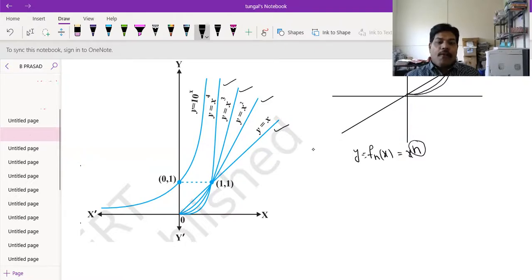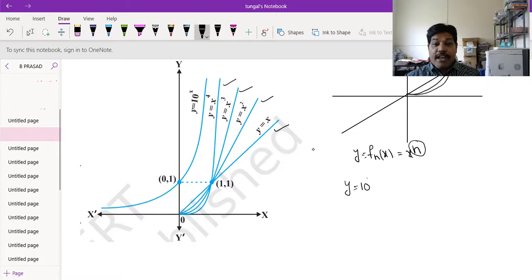Now we will discuss functions that increase faster and grow more quickly than these polynomial functions. For example, y is equal to 10 power x. If you look at the diagram, what happens for y is equal to 10 power x?